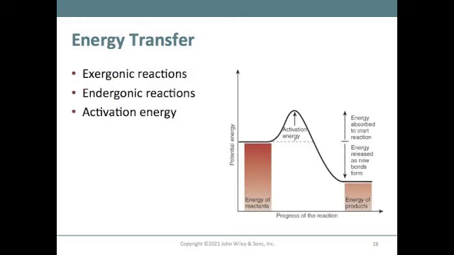Moving on, chemical bonds represent stored chemical energy, and chemical reactions occur when new bonds are formed or old bonds are broken between atoms. The overall reaction may either release energy or absorb energy. Exergonic reactions release more energy than they absorb, and by contrast, endergonic reactions absorb more energy than they release.